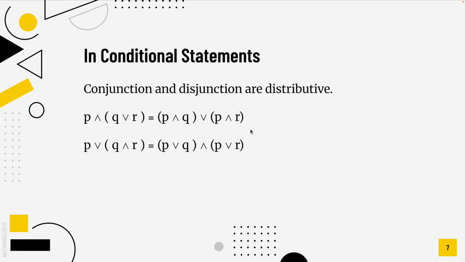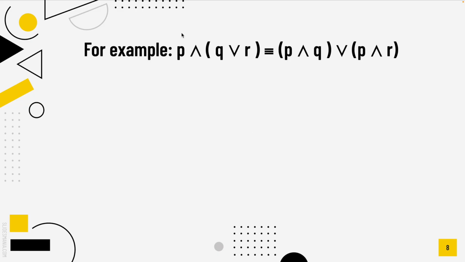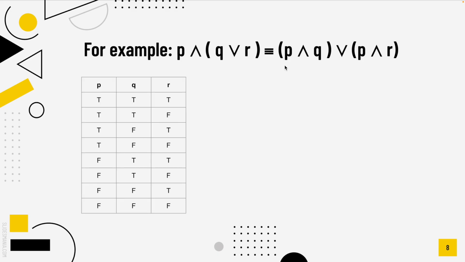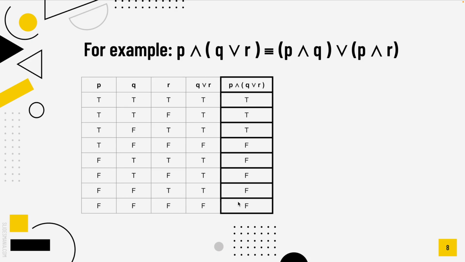Okay, so let's prove this. How do we know this? I'm taking one of our distributive properties here, and we're going to find a truth table for this and a truth table for this, and their truth tables should be the same. If I have P, Q, and R, I'm first going to do Q or R. Then I'm going to do P and Q or R, and this is what I get.